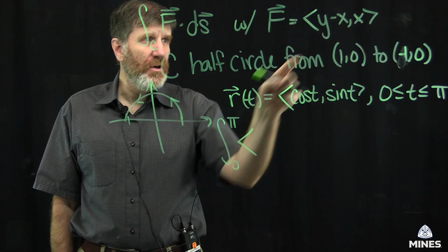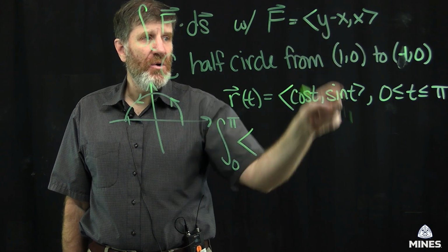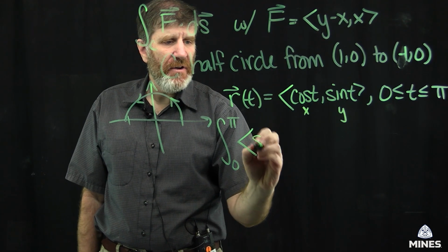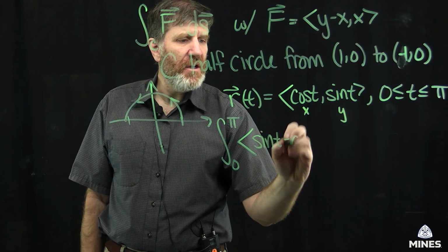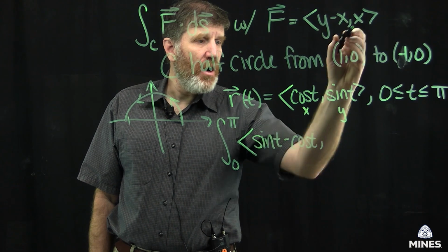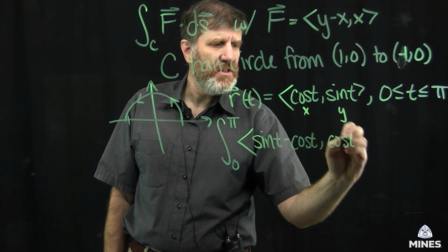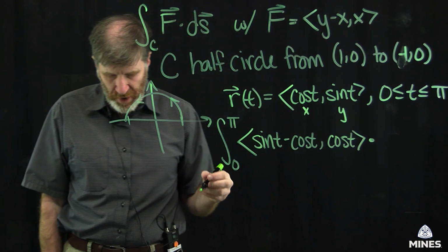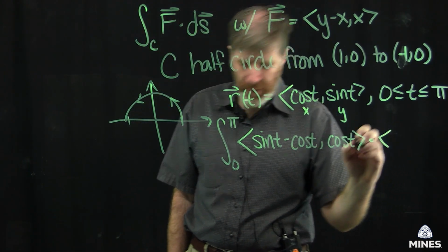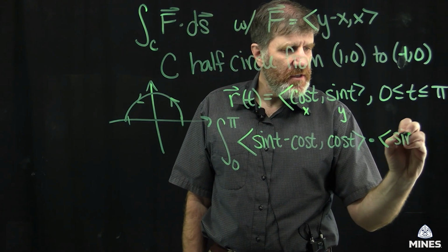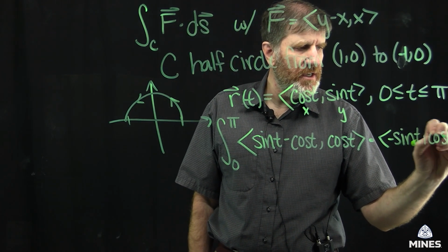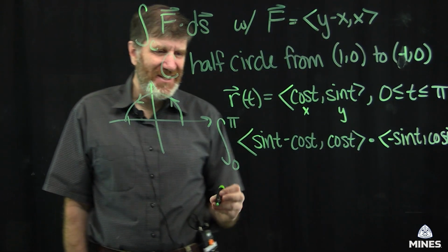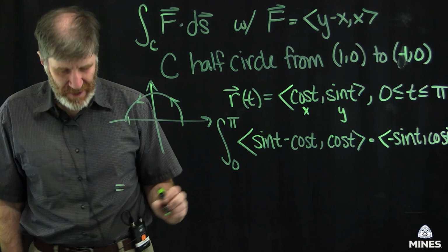So along this curve, x is cosine of t, y is sine of t. So I have sine of t minus cosine of t, comma, x is cosine of t, dotted with the derivative, r prime. So r prime is negative sine t, comma cosine t. I've got a dt off screen, so there's a dt on there. We'll put it up here when we do the dot product.